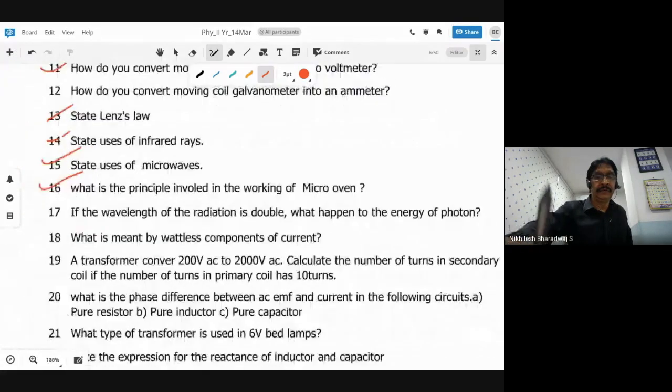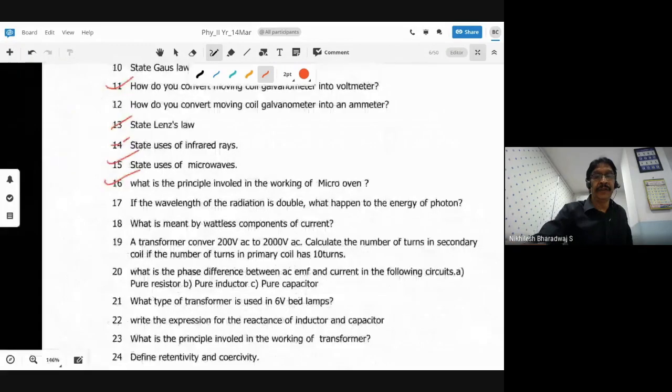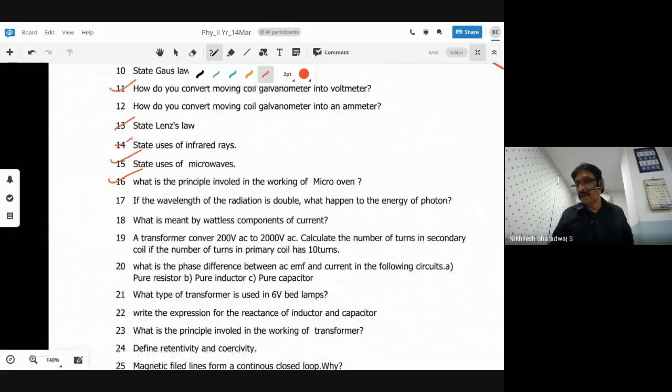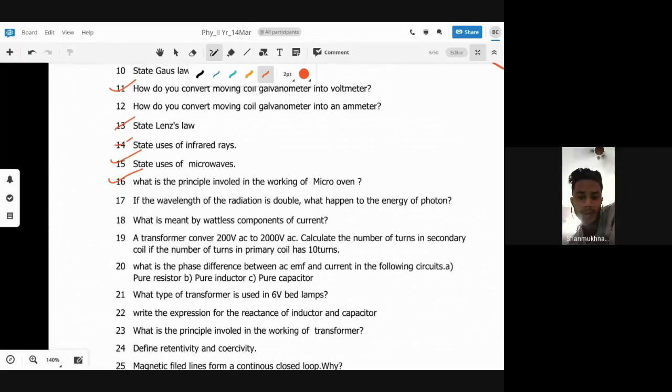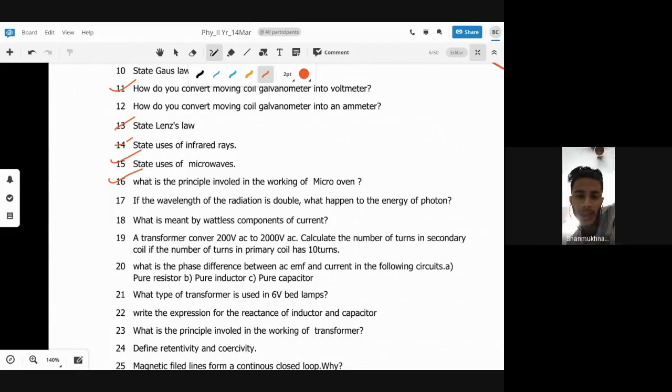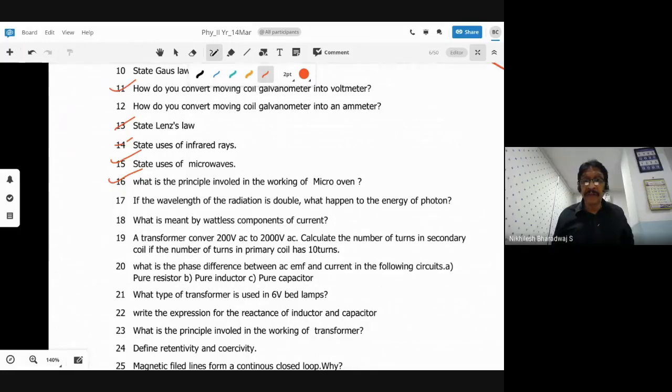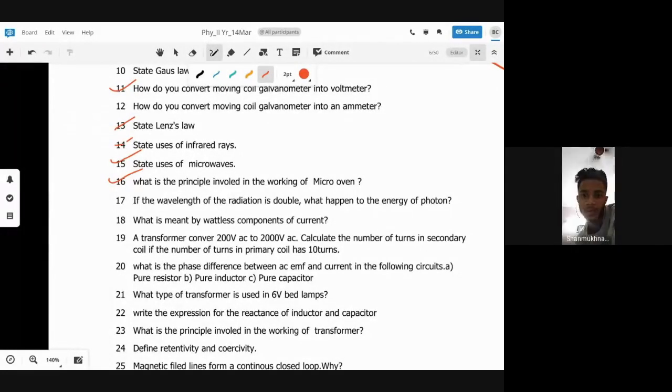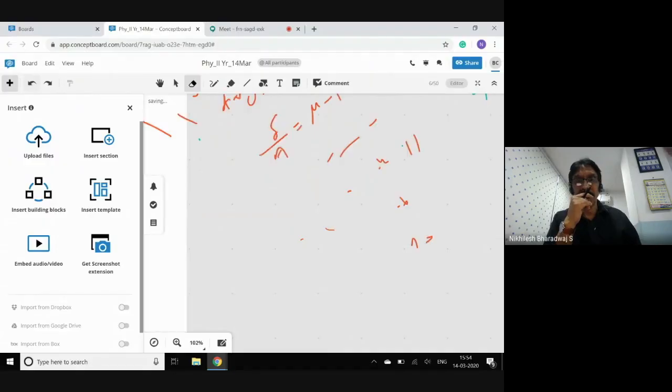17th one, this we already given in this one. It becomes half. Which becomes half? Wavelength becomes half. He is asking what happened to the energy of the photon.